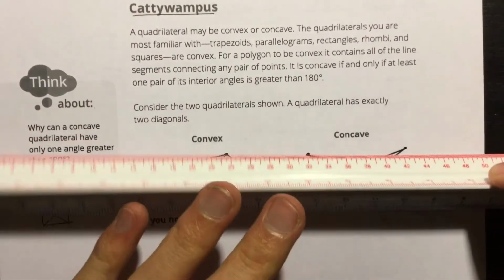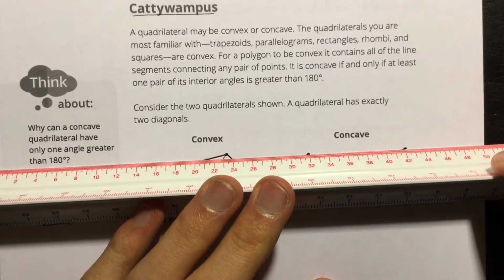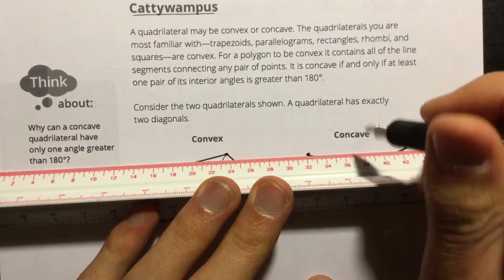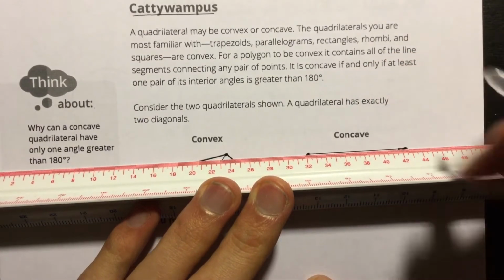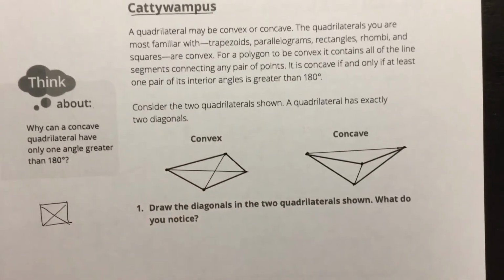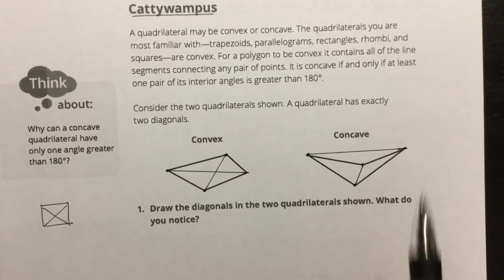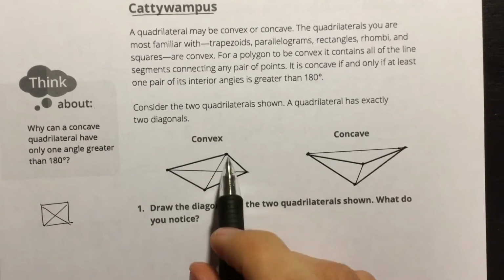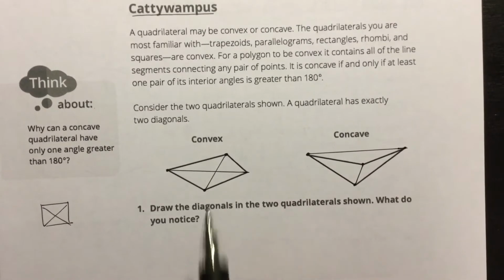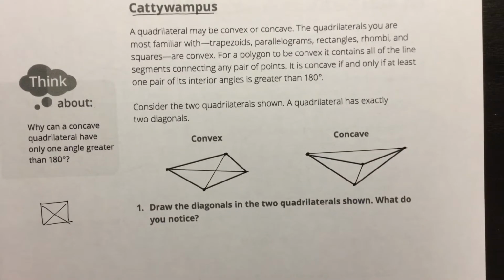And then here on the top one, these are technically opposite, and I do want to connect them even though they're going to go outside of the shape. So we'll go ahead and do that. There you go. So now I have this kind of like triangle looking shape with my two diagonals. This top one's a diagonal, this bottom one's a diagonal, and then in this convex shape, these two are the diagonals. So draw the two diagonals in the two quadrilaterals shown.